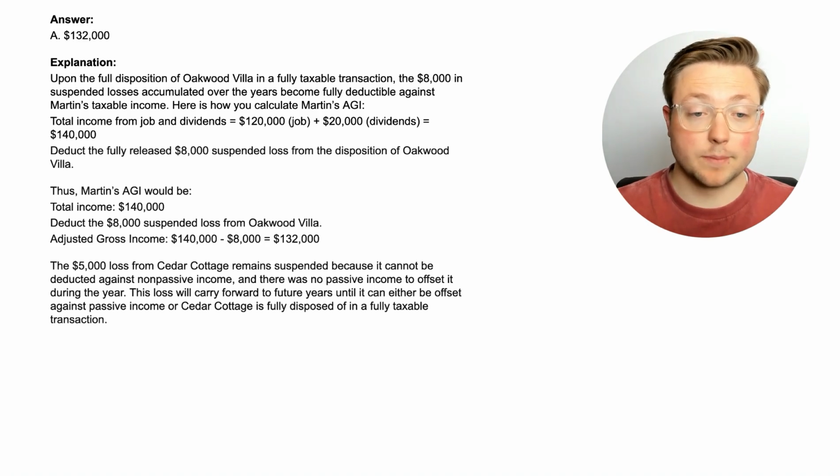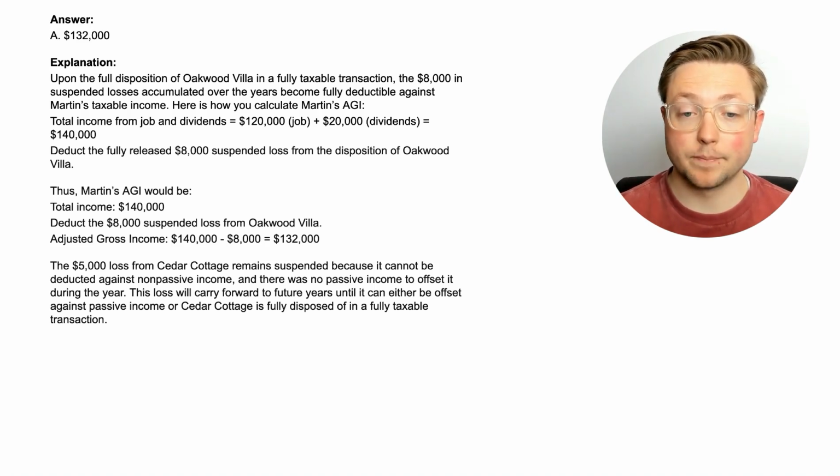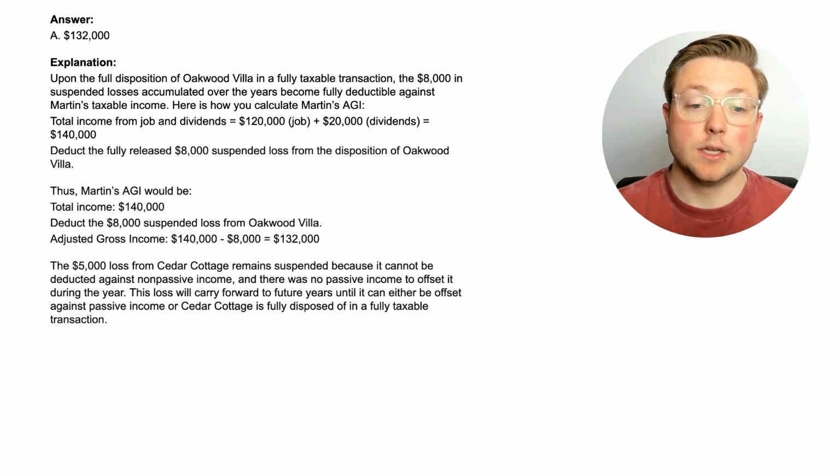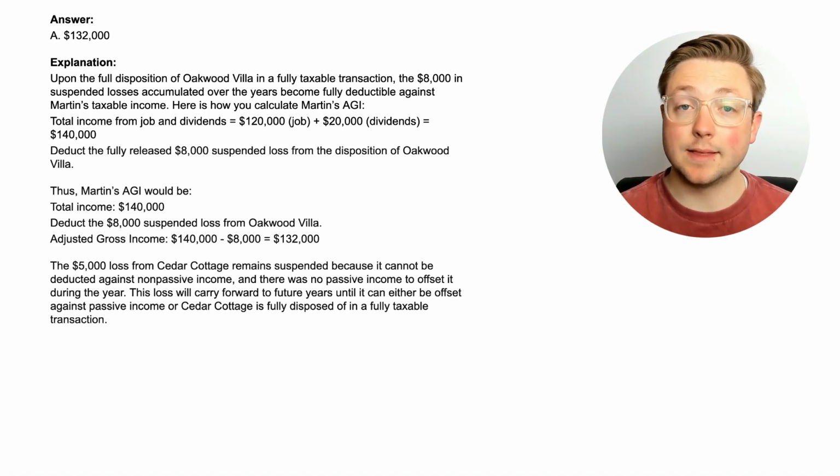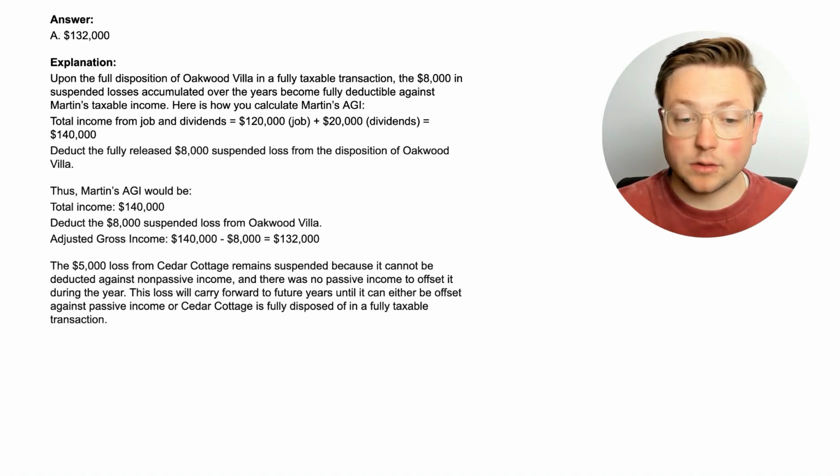So again, let's go through this. Upon the full disposition of Oakwood Villa in a fully taxable transaction, the $8,000 in suspended losses accumulated over the years become fully deductible against Martin's taxable income. Here is how you calculate Martin's AGI. You take the total amount from the job and dividends, so that's $120,000 plus the $20,000 equaling $140,000. And then you deduct the fully released $8,000 of suspended loss from the disposition of Oakwood Villa. Thus, Martin's AGI would be a total income of $140,000 less that $8,000 equaling $132,000.